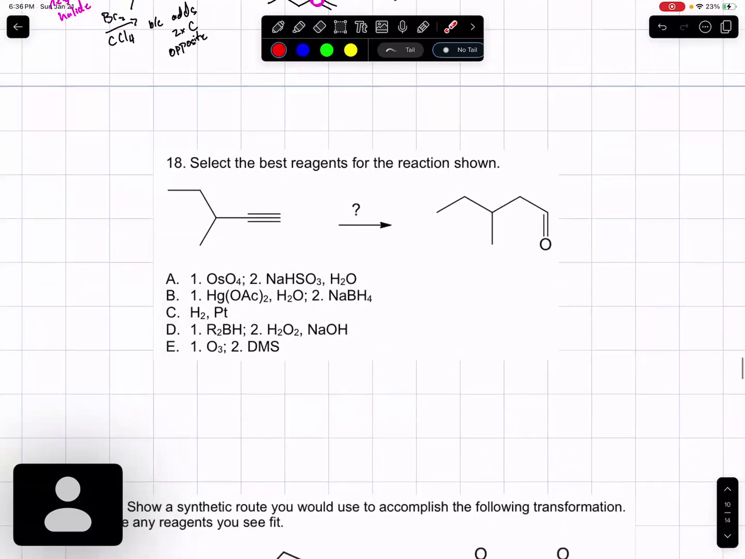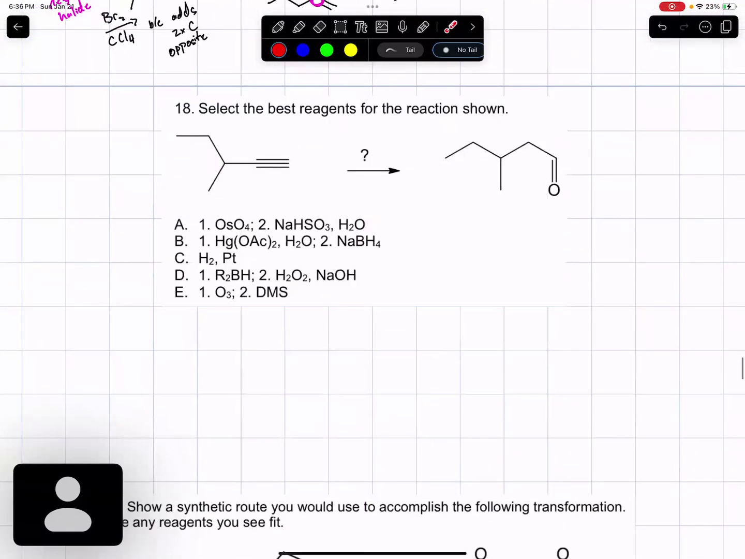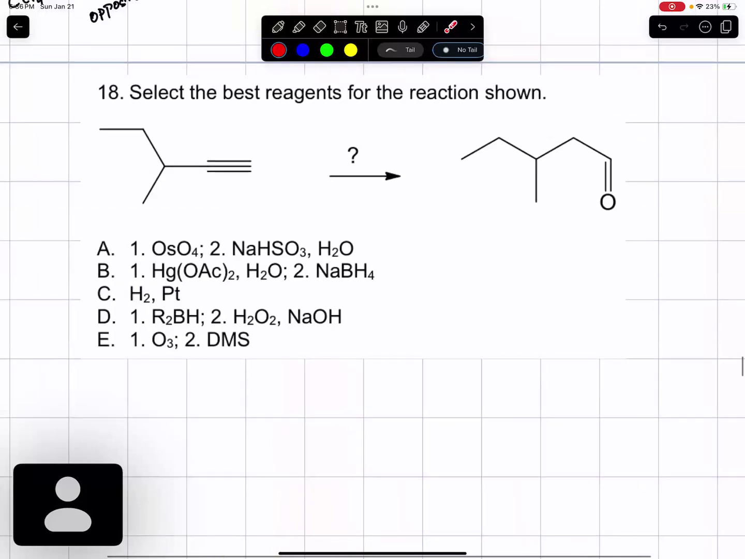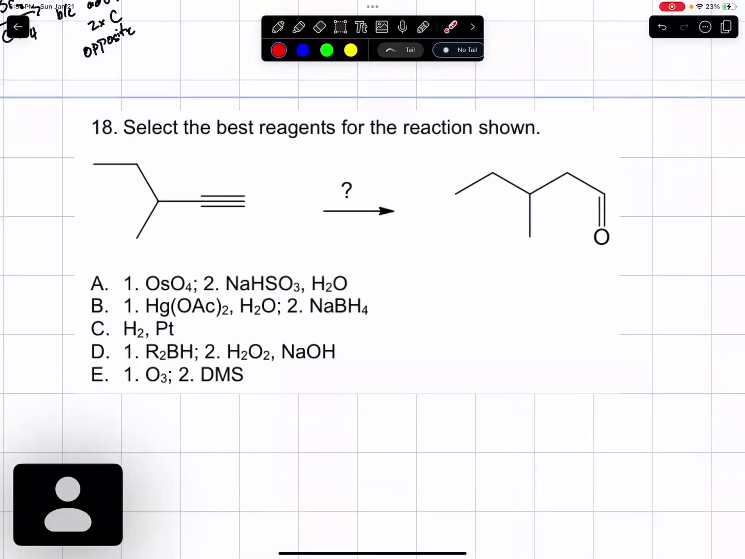All right, very similar, good chapter 9 review. So here it says, select the best reagents for the reaction shown. What kind of reagents are we seeing? What do they do? What would make the most sense? So right off the bat, we know that we're forming a what? What is this group called?